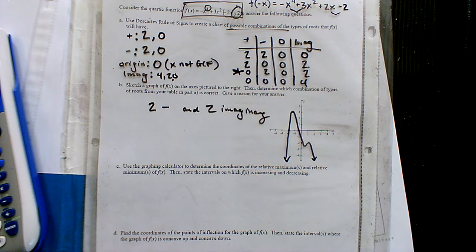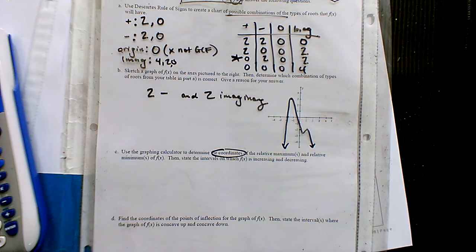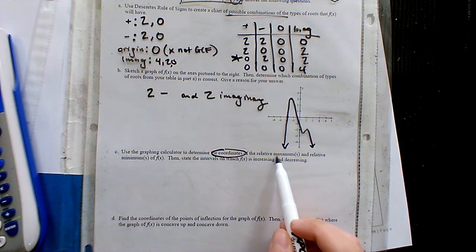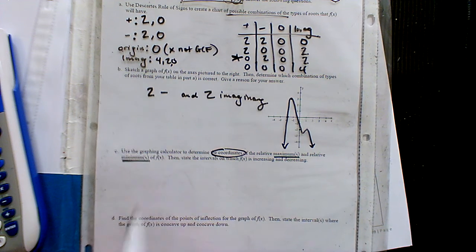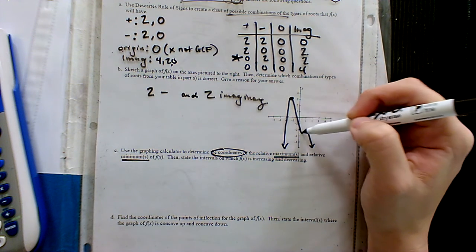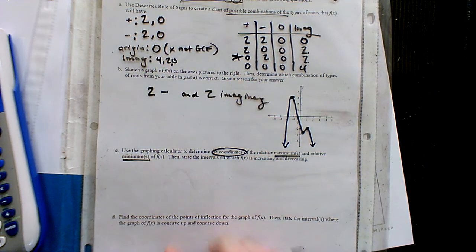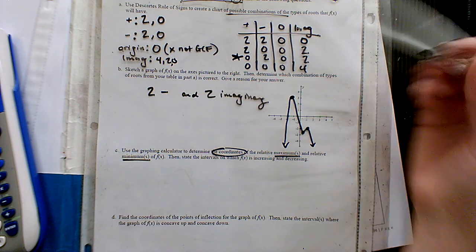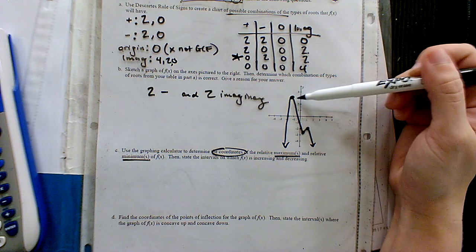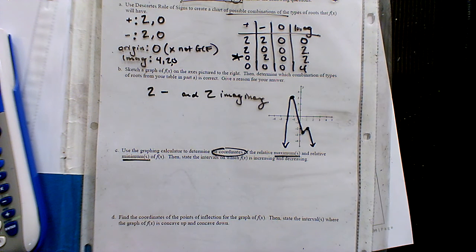All right, so taking a look at this graph a little further, we're going to try parts C and D. Use the graphing calculator to determine the coordinates, okay, x's and y's, of the relative maximums and minimums. So these little humps and bumps, these high points and low points that we have on the graph, we're going to let the calculator find those exactly. So this one looks like it's a height of 3 based off the graph, but we're going to figure out the height exactly by letting our calculator do the work.